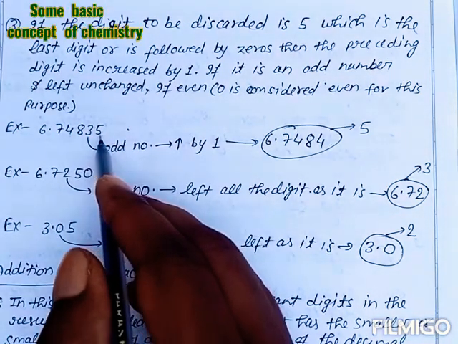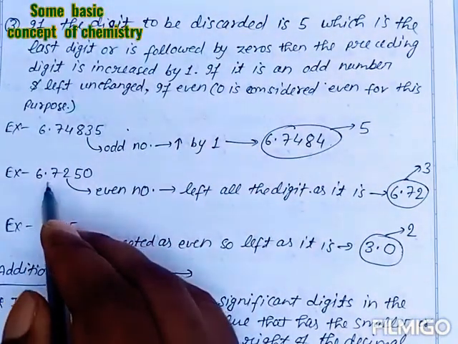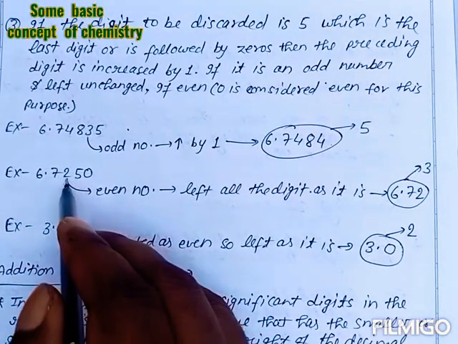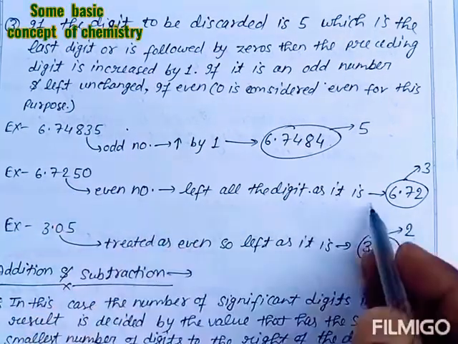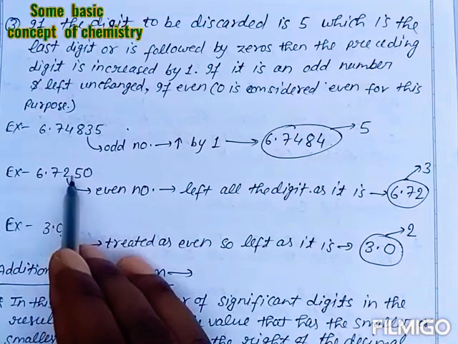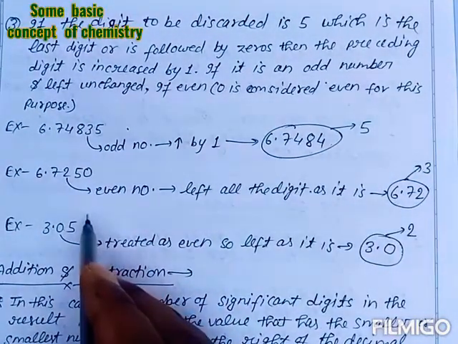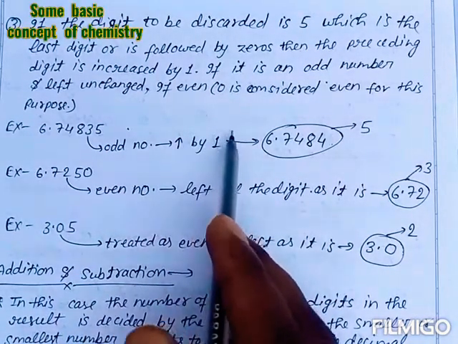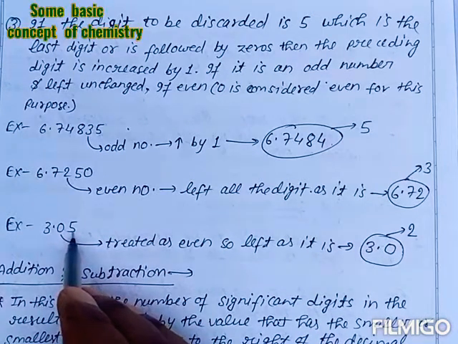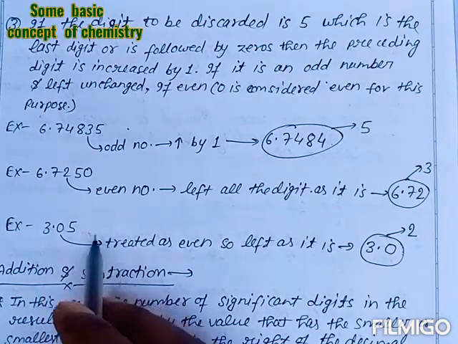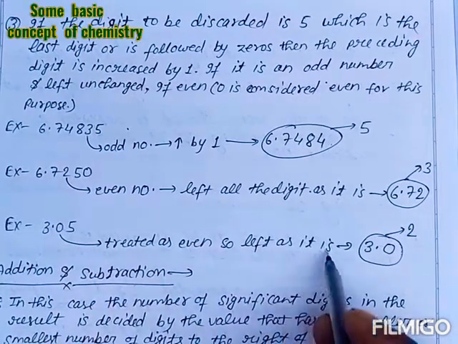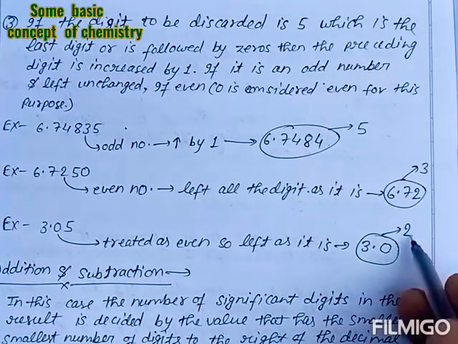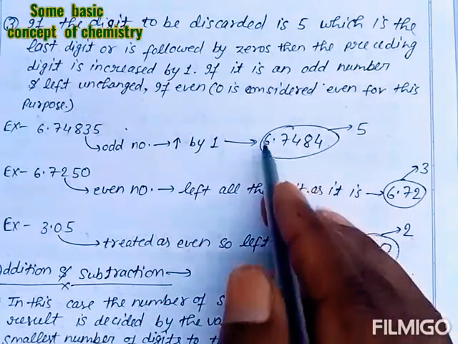Now another example, 6.7250. The last digit is 5 and just before it is an even number, so it will be left as it is. So the answer will be 6.72. And 3.05: exact 5, the preceding digit is 0, treated as an even number, so it is left as it is. So 3.0 has two significant figures, 6.72 has three significant figures, and 1 2 3 4 5 has five significant figures.